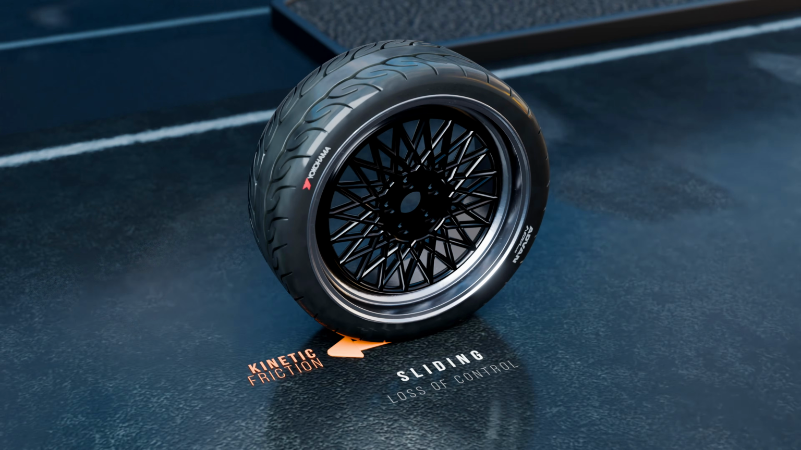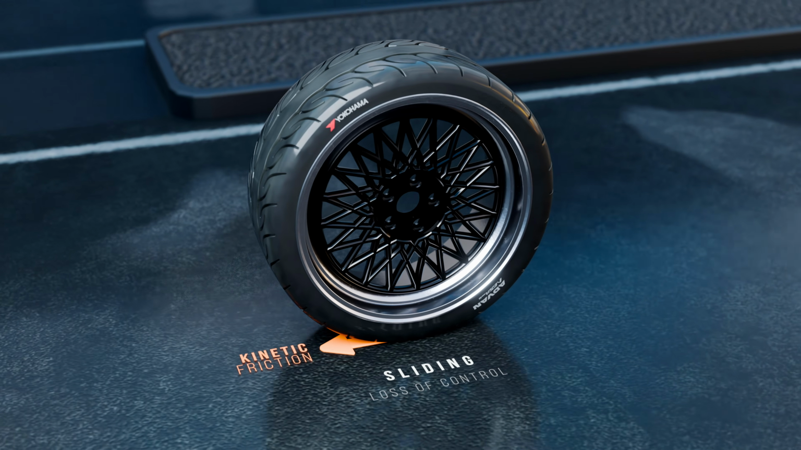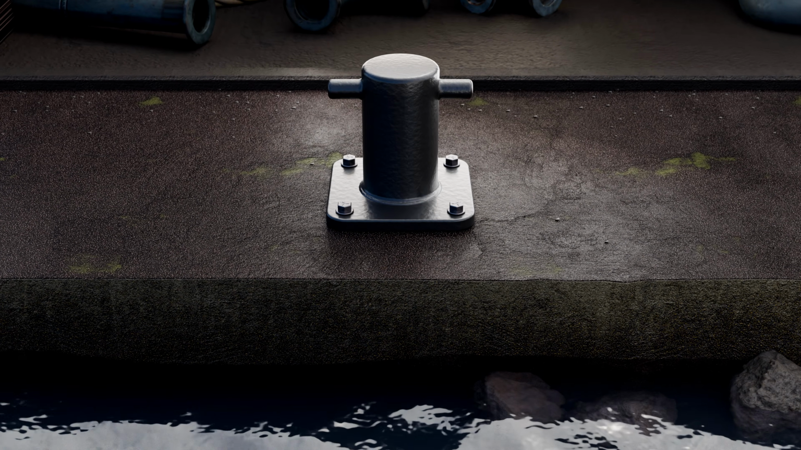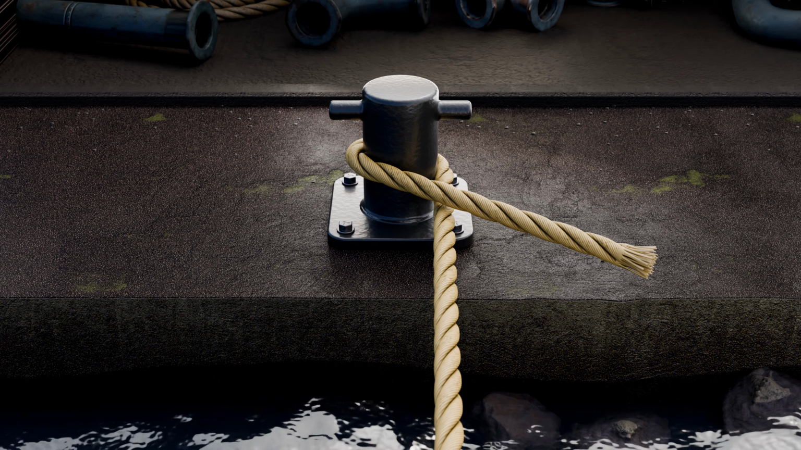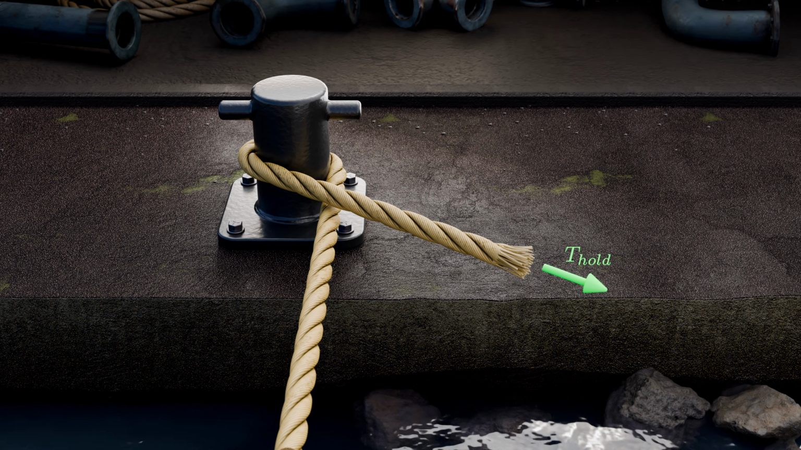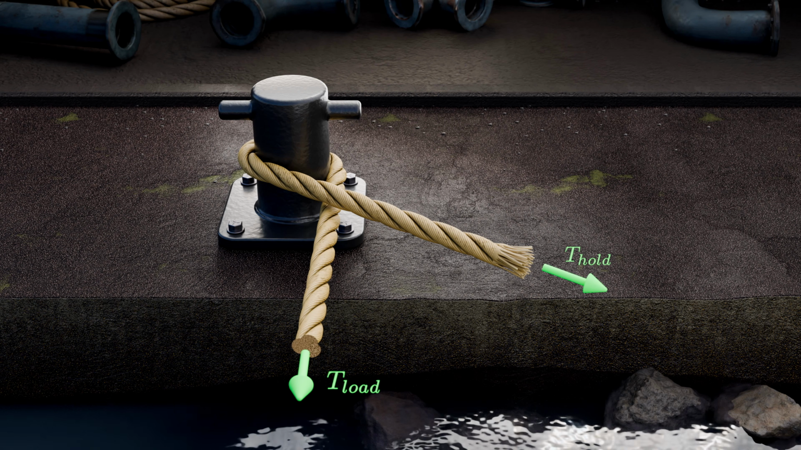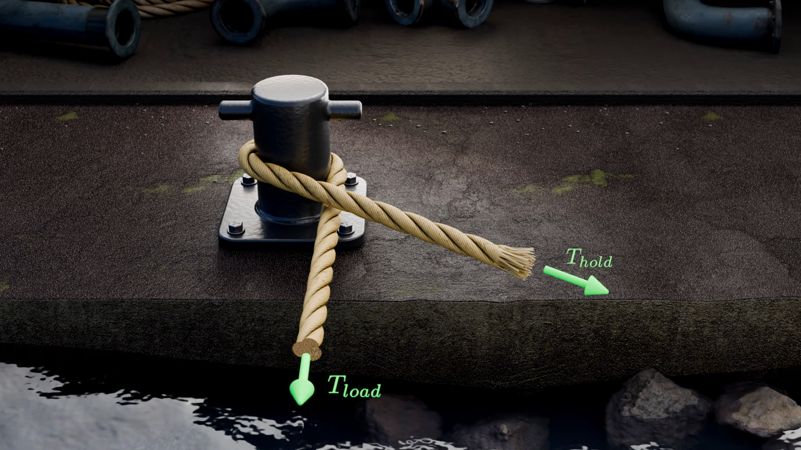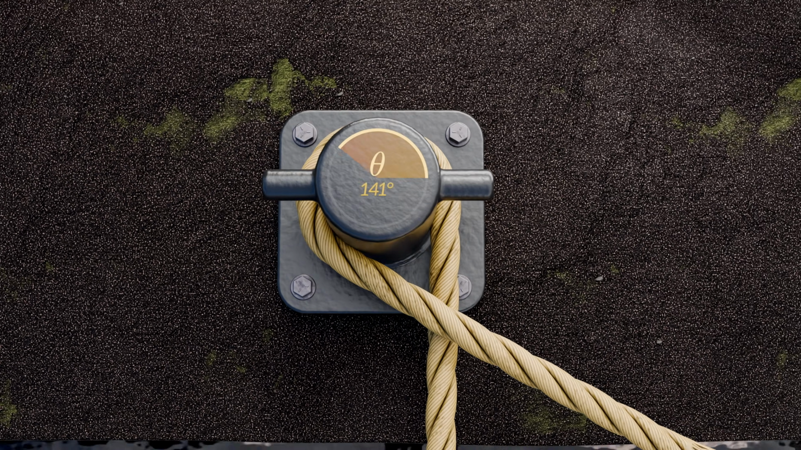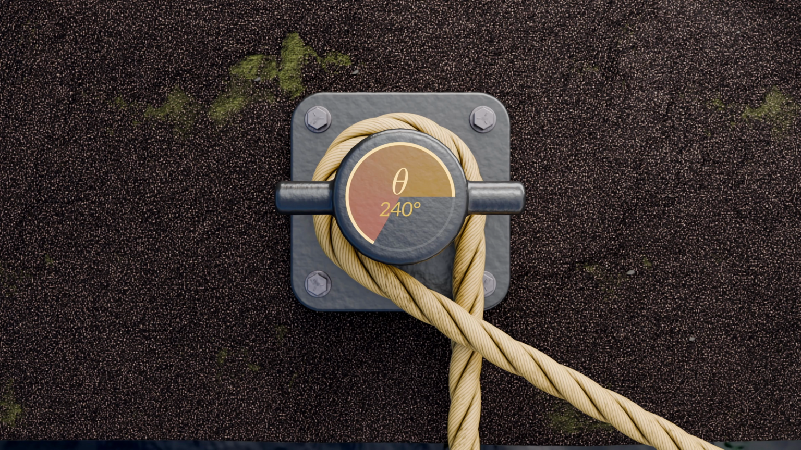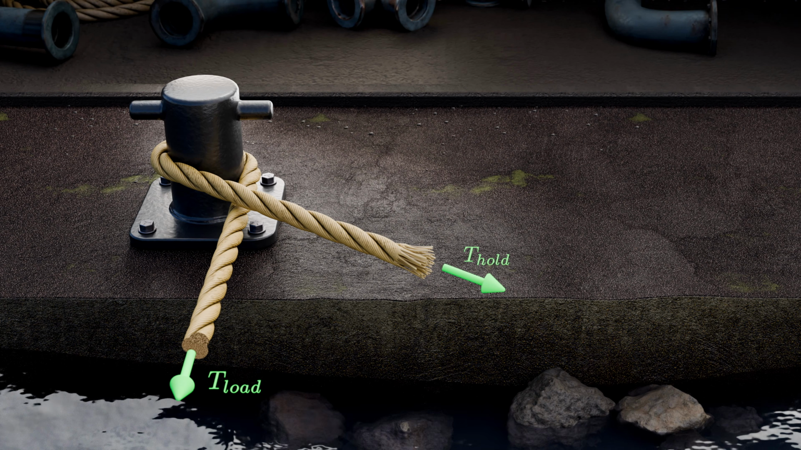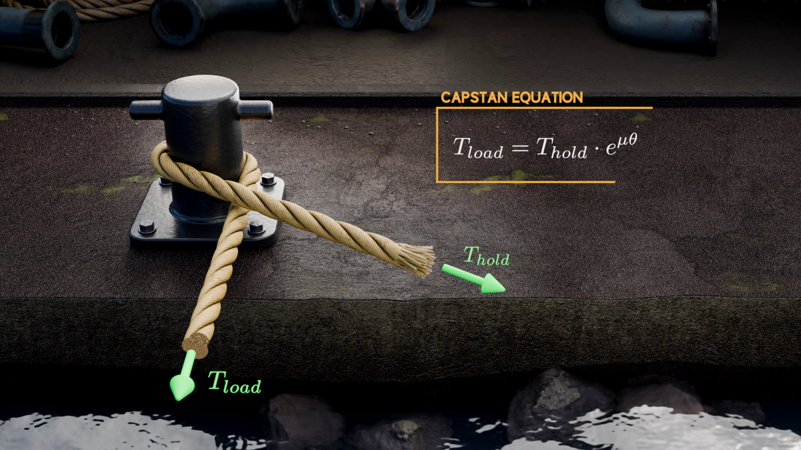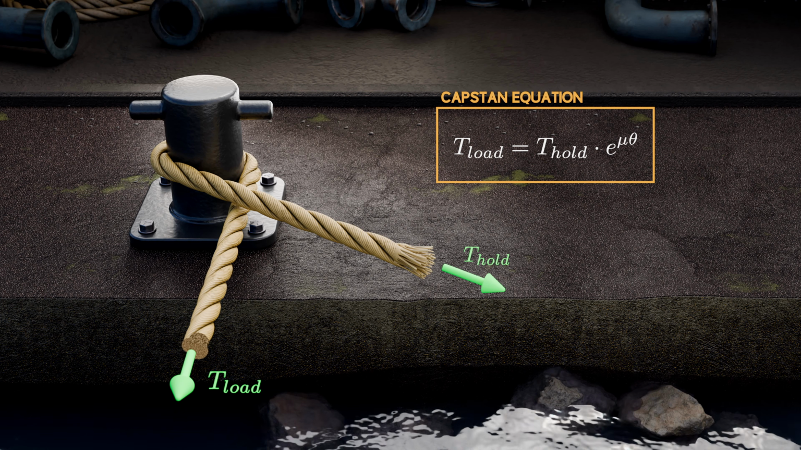Friction can also be used to amplify forces in surprisingly effective ways. Take the example of a rope wrapped around a post, a common method for securing a load with relatively little effort. The holding force required to secure a given load depends on two factors: the coefficient of friction between the rope and the post, and the angle through which the rope is wound. The relationship between these two forces is described by the Capstan equation. The fascinating thing here is that the equation's exponential.